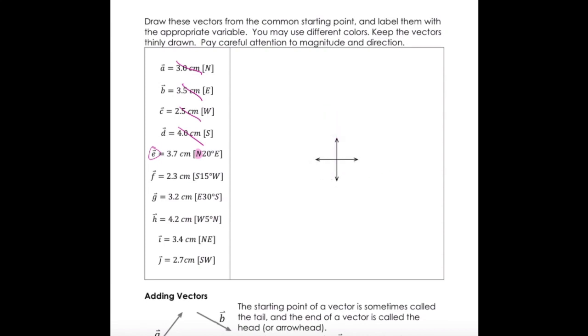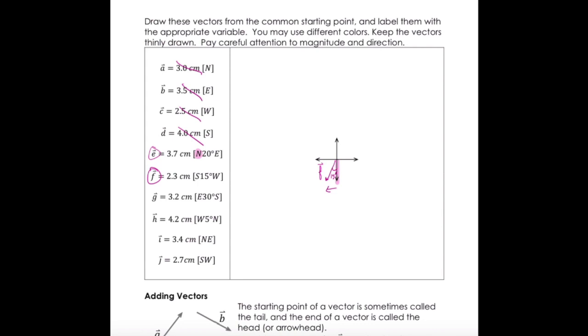For F, we have 2.3 centimeters south, 15 degrees west. So from the southern compass, we're going to be going west 15 degrees. And I don't have a compass on here, so it's just a guess. If I label it, that makes it a bit better. Okay, so this would be our F of 2.3 centimeters, south 15 degrees west.